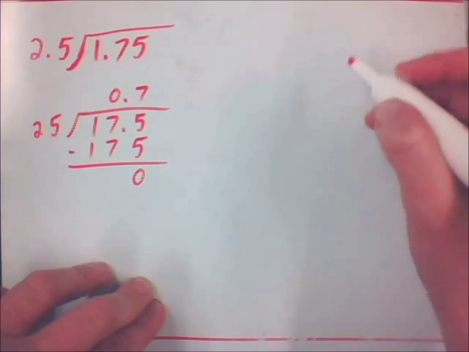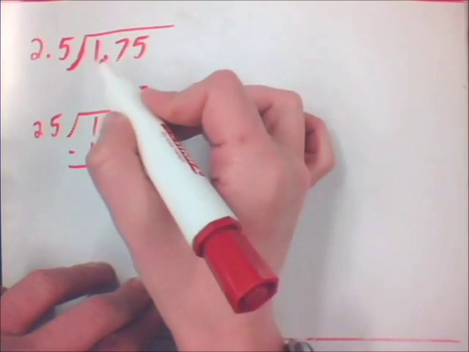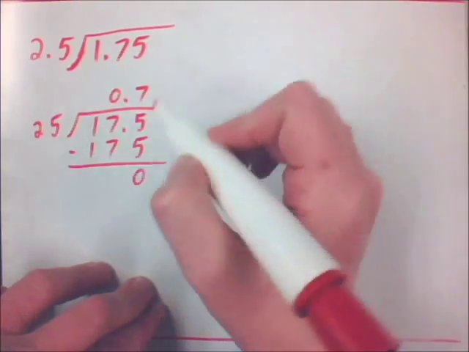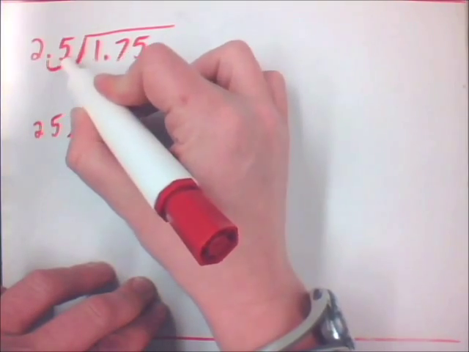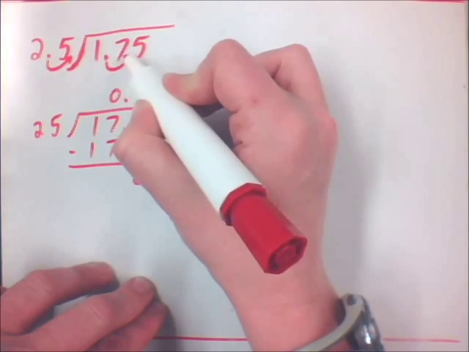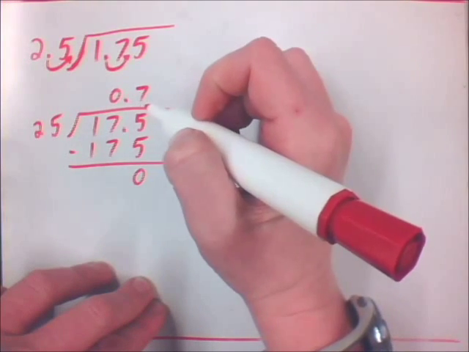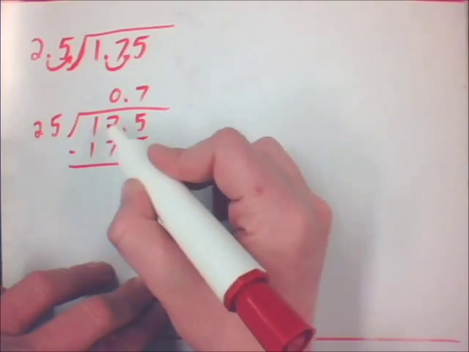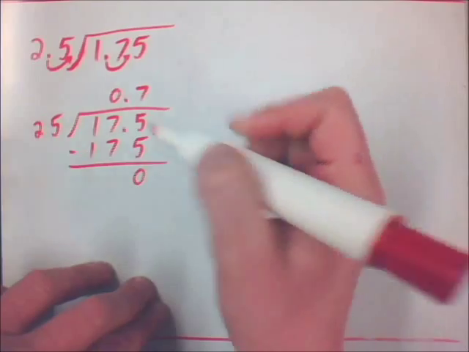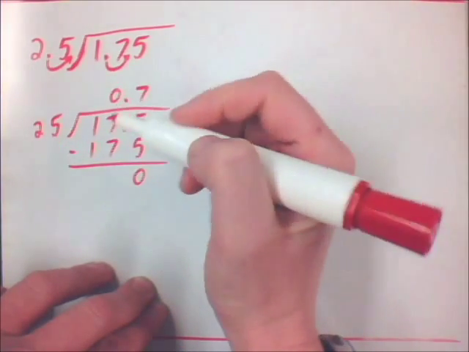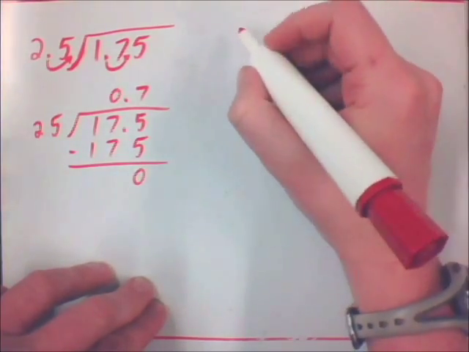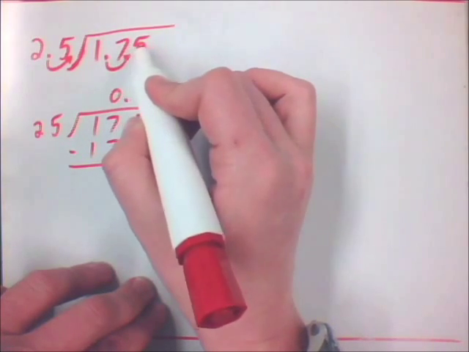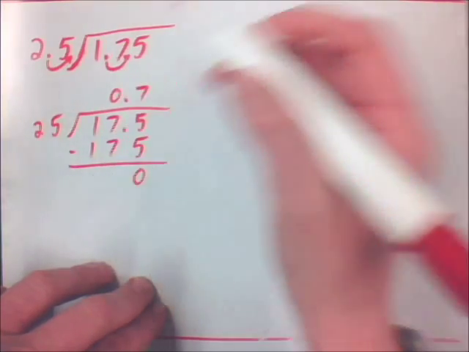In the last example, I started with 2.5 into 1.75. And in order to do it, I moved the decimal one place over in both the divisor and the dividend. And I ended up with 25 divided by 17.5. But how did I move the decimal? Well, it's actually pretty simple. Whatever I do to one, I do to the other. Then they're even and the answer works out.